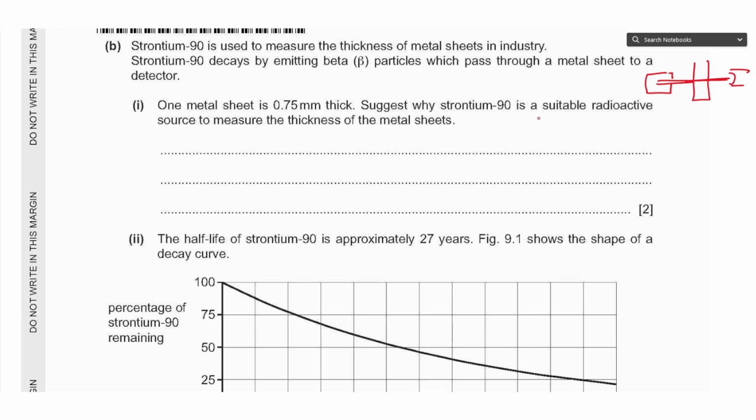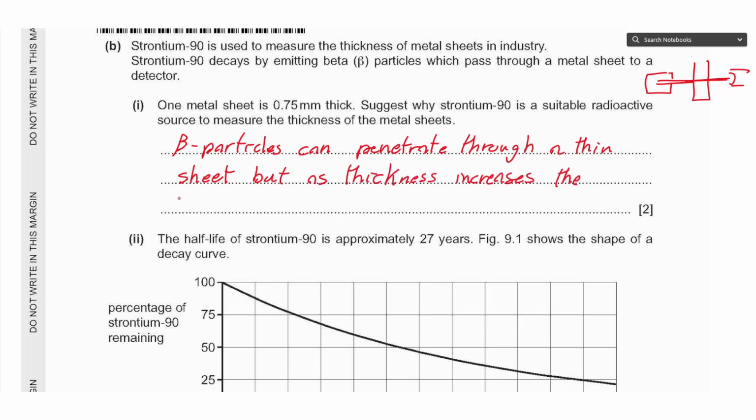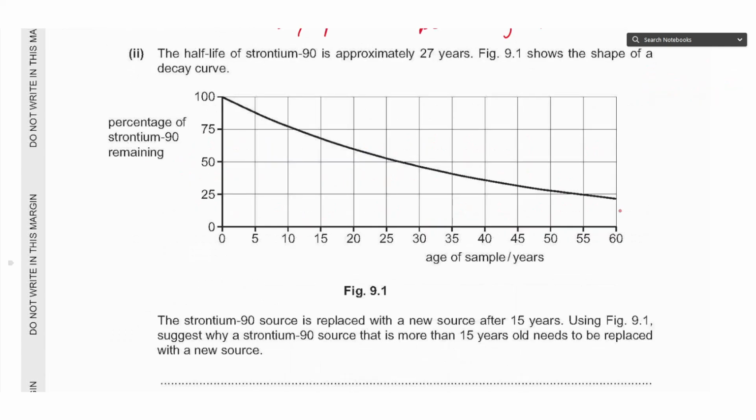Suggest why strontium-90 is a suitable radioactive source to measure the thickness of the metal sheets. So we say that beta particles can penetrate through a thin sheet, but as thickness increases, the number of beta particles penetrating decreases. Part (b)(i) says the half-life of strontium-90 is approximately 27 years.